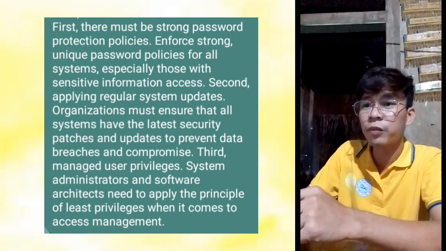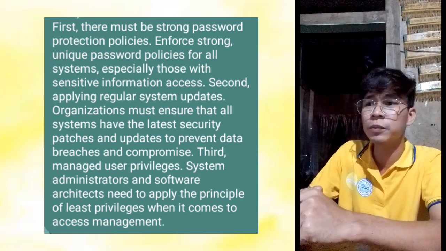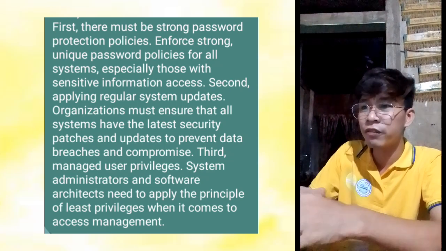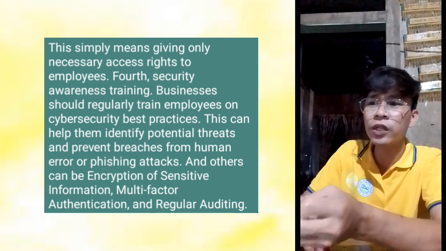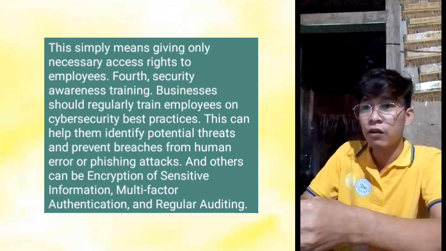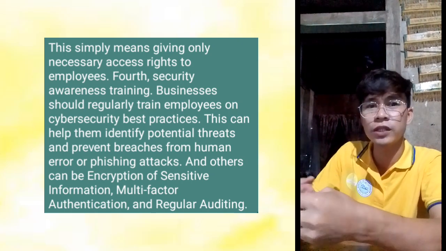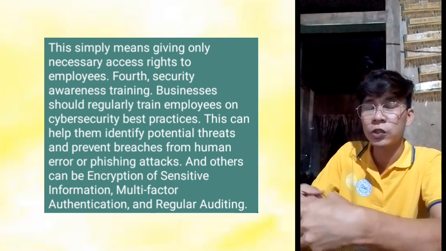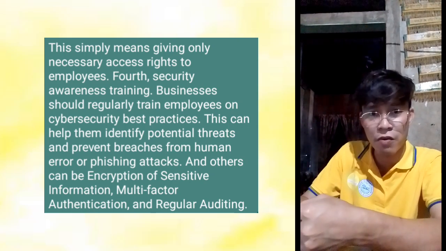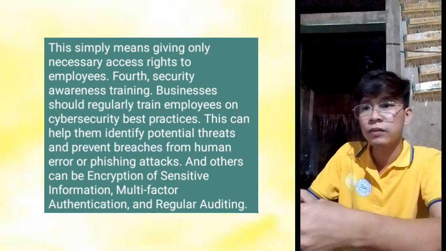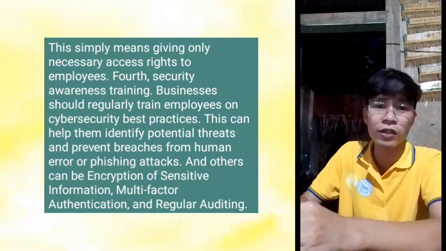Third, manage user privileges. System administrators and software architects need to apply the principle of least privilege when it comes to access management. This simply means giving only necessary access rights to employees. Fourth, security awareness training. Businesses should regularly train employees on cybersecurity best practices. This can help them identify potential threats and prevent breaches from human error or phishing attacks. And others can be encryption of sensitive information, multi-factor authentication, and regular auditing.